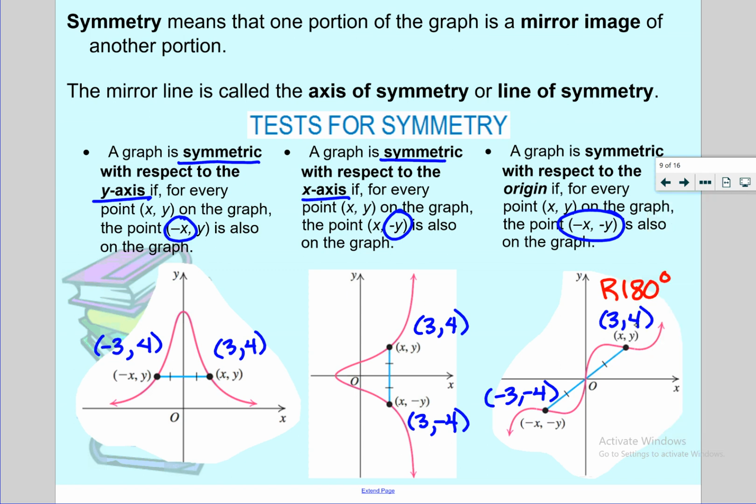Everybody have that written down? Y-axis, we use negative x. X-axis, we use negative y. Origin, we use both. Negative x and negative y. That's what's happened to my points.